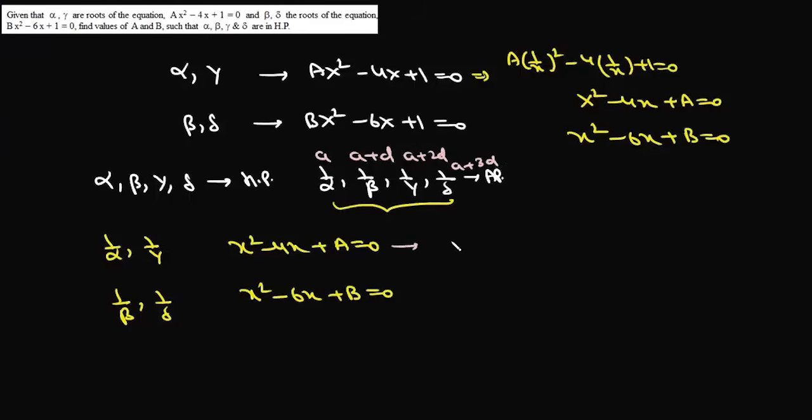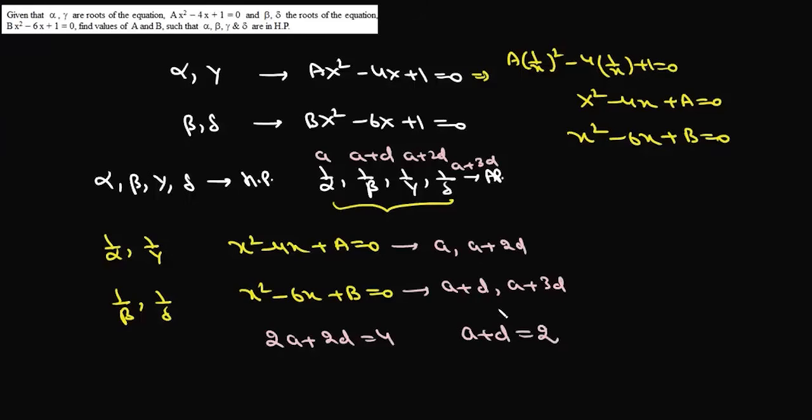Now for this equation, roots are a and a plus 2d, and for this equation, roots are a plus d and a plus 3d. Now if we write sum of roots for this first one, we can write 2a plus 2d equals 4 or a plus d equals 2, and for the second one 2a plus 4d is equal to 6 or a plus 2d equals 3. So from here we get d as 1 and a as 1.